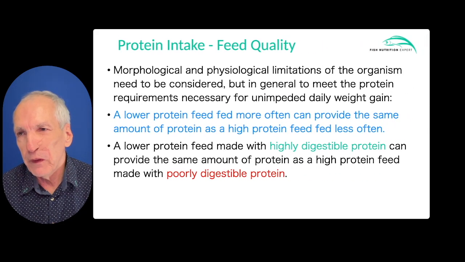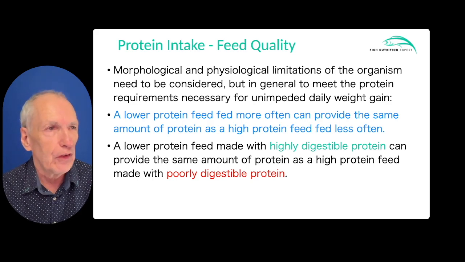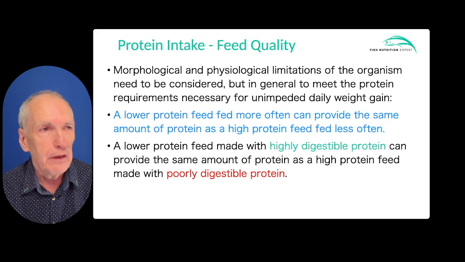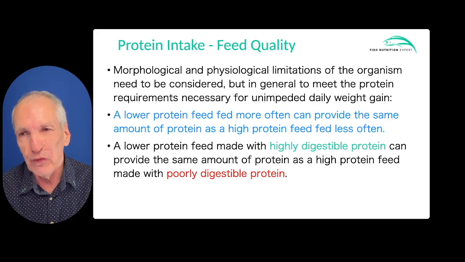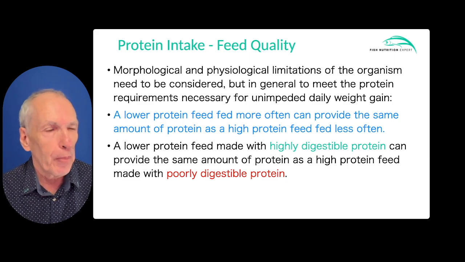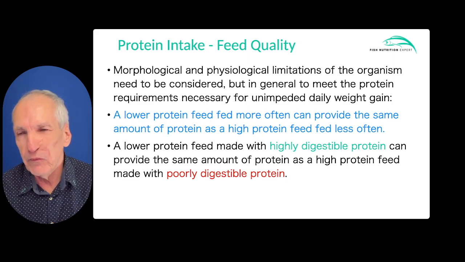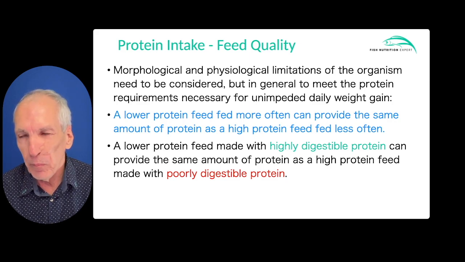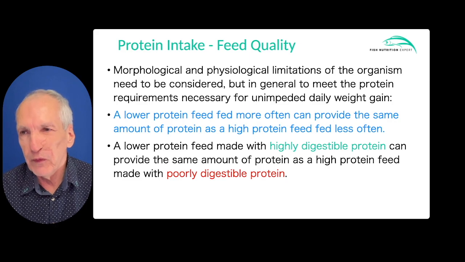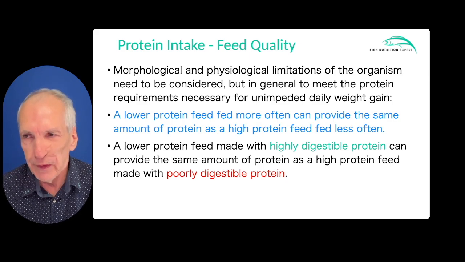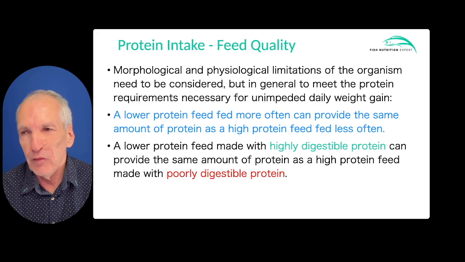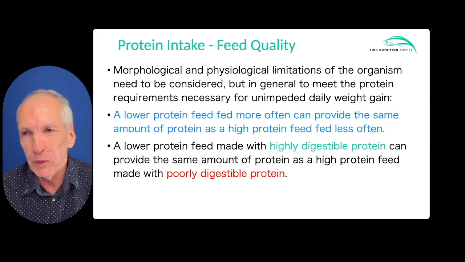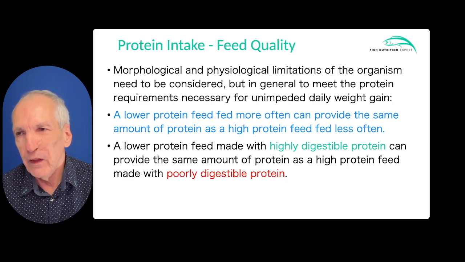Now, we've talked about the differences in the physiology and the morphology of these different organisms. The graph that I showed you, that each of the different types of fish has different stomachs, different gut lengths, different enzyme secretions, and so on. So these need to be considered when we're talking about protein intake and our feed quality. But in general, to meet the protein requirement necessary for unimpeded daily weight gain, that is maximum growth potential, we can feed a lower protein feed fed more often, and that can provide the same amount of protein in grams per unit per day as a high protein feed less often.